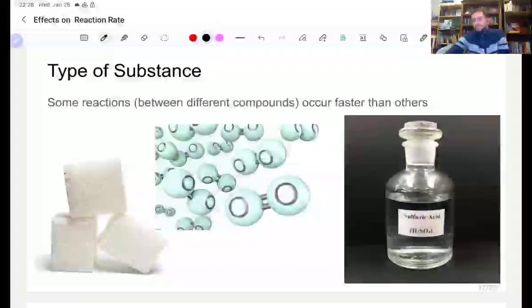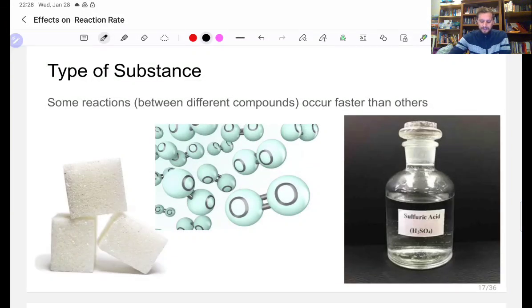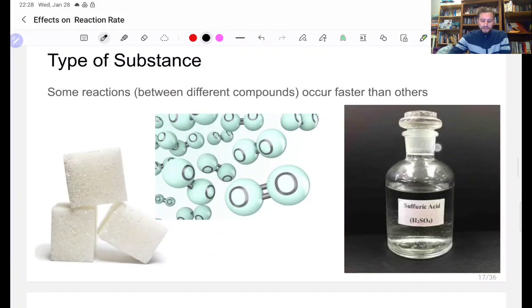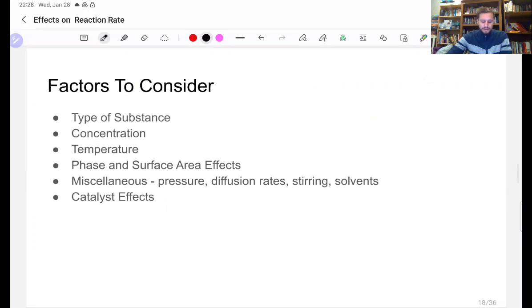We have type of substance. Some reactions between different compounds just occur faster than others. So some reactions are very quick. For example, sugar and sulfuric acid react faster than sugar and oxygen. Here are some factors that might take a single reaction and make it faster or slower. We have type of substance, concentration, temperature, phase and surface area effects, and a few others to talk about.